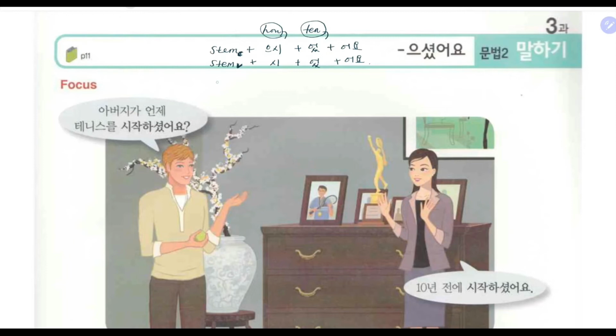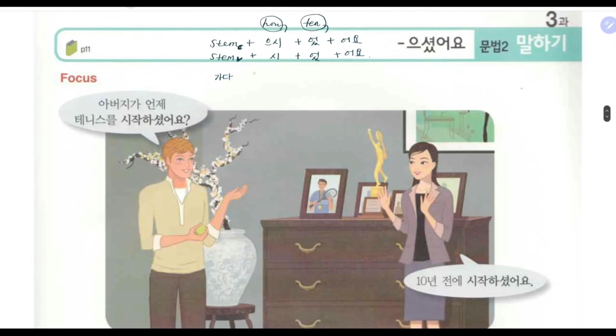아까 가다 했죠? 가다. Someone went in honorific form. 어떻게 말해요? 가다 plus 시 plus 었 plus 어요. 그래서 get rid of 다, isn't it? 그래서 가셨어요. How about 좋다?